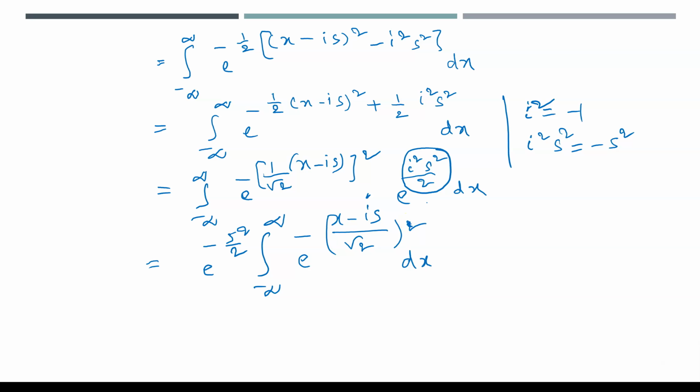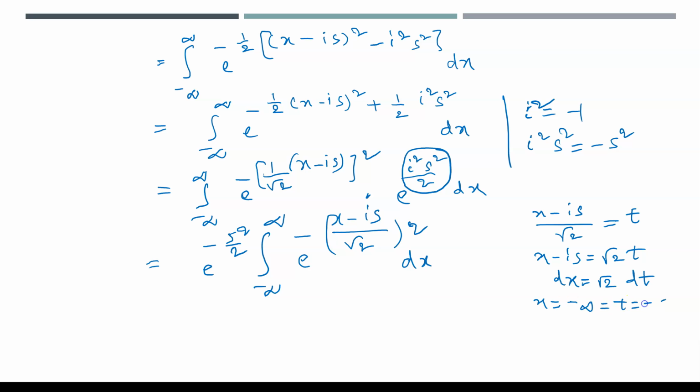Now, to simplify this integral, let us consider x minus is by root 2 equal to some t. Then x minus is equals root 2 into t, and dx equals root 2 dt. When x equals minus infinity, t equals minus infinity. When x equals plus infinity, t equals plus infinity.